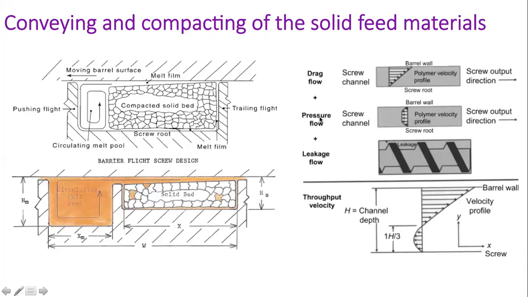Pressure flow means the barrel is now entirely filled; it means a solid bed is there. Then when we press this side, a pressure develops on that side. So you can see the arrow sides: the flow is from left to right, and the pressure flow is right to left.